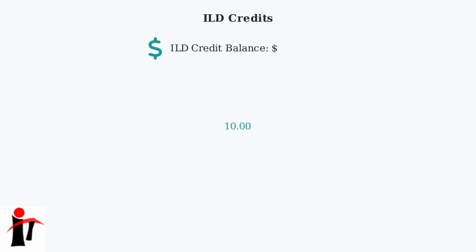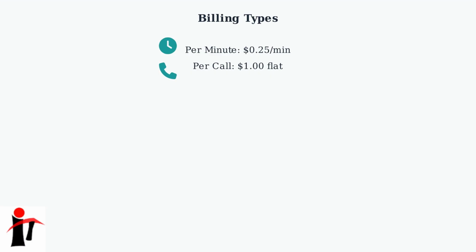Ultramobile uses ILD credits to pay for international calls. These credits are deducted from your balance based on call duration and destination. Calls are billed per minute or per call, depending on your plan. Per minute billing deducts credits based on call length, while per call billing charges a flat rate regardless of duration.